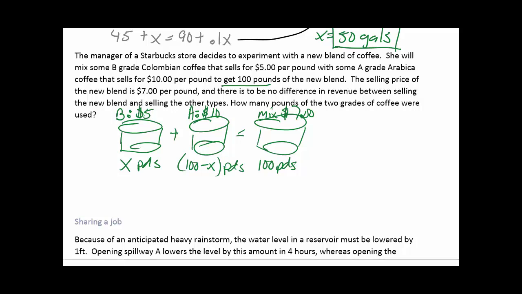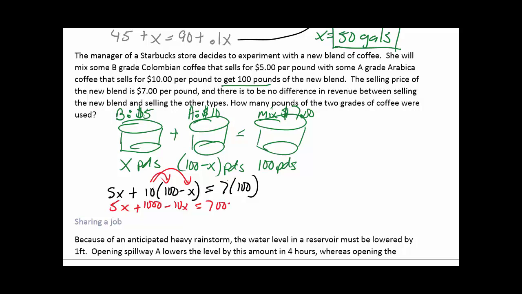Okay, and from here then, I'm saying that I'm making the same amount of money, so I want to multiply the 2 quantities together. So hopefully you go, okay, that's why it's a mixture and it's similar to the previous problem. So I'm going to multiply these 2 quantities together: 5x plus 10 times 100 minus x equals 7 times 100. All right, we're going to distribute. So 5x plus 1,000 minus 10x equals 700.